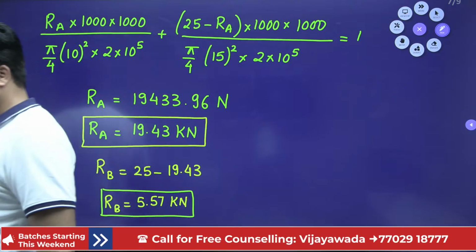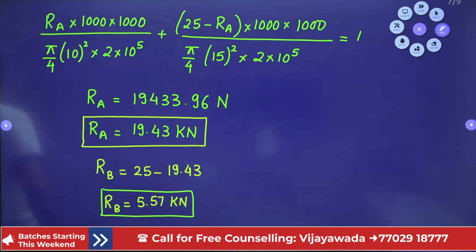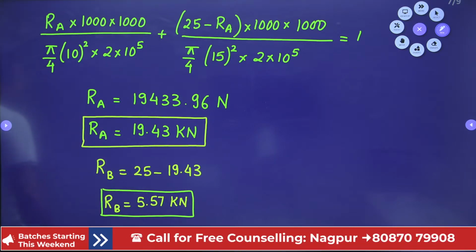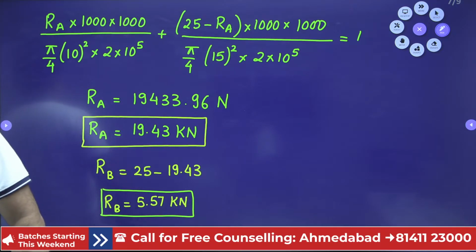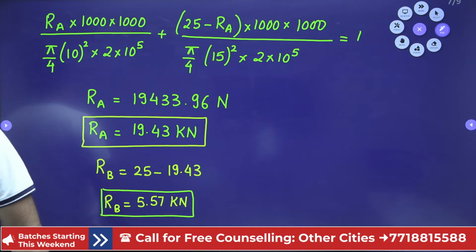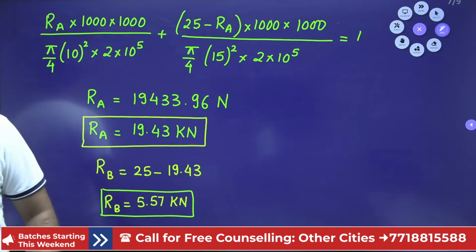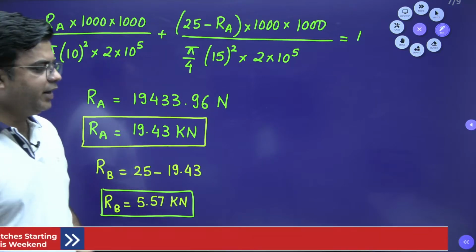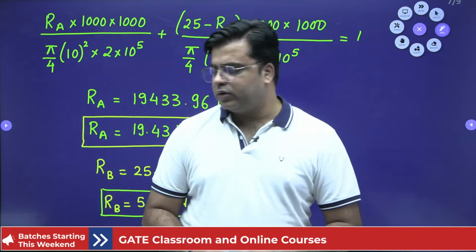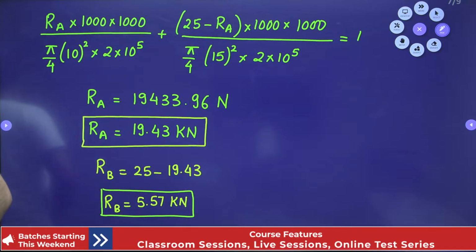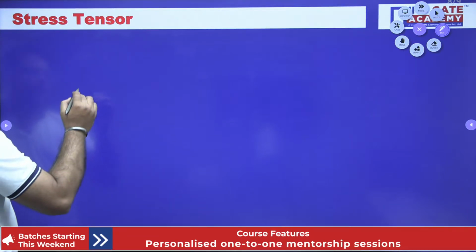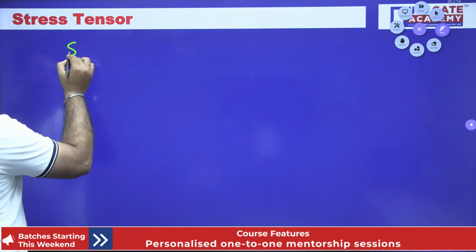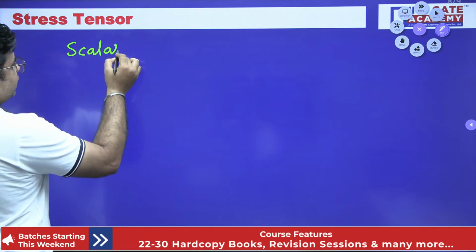Any doubt in this? I think this is clear to you, right? Okay. Chalo, moving on to the next part of the session. In the next part of the session, we are going to discuss an important topic, which is termed stress tensor. Okay. So we have seen different types of quantity. The first one is the scalar quantity.